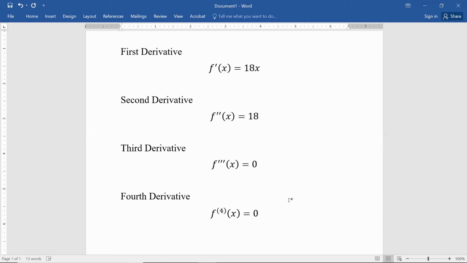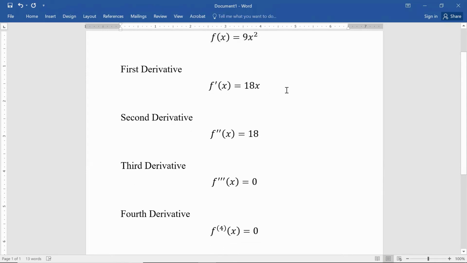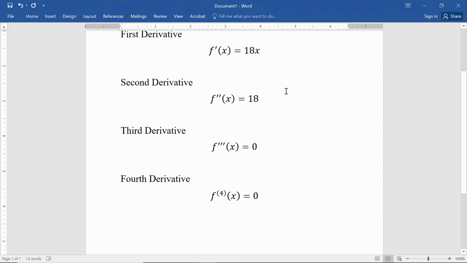So the first four derivatives you see here of f of x equals 9x squared: 18x is the first derivative, 18 is the second derivative, 0 is the third derivative, and 0 is the fourth derivative.